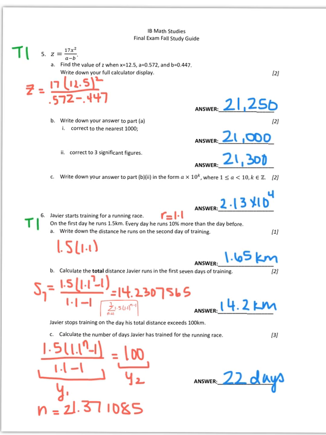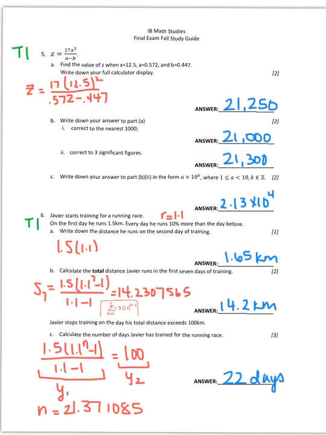Number 6 is also a topic 1 problem, but now we're talking about sequences. Specifically, this one is geometric. I know it's geometric because it's talking about a percentage more than the day before, so that's going to tip you off that it is a geometric sequence instead of an arithmetic. If he runs 10% more every day, that means he runs 110% of what he did the day before. So your common ratio is 1.1.